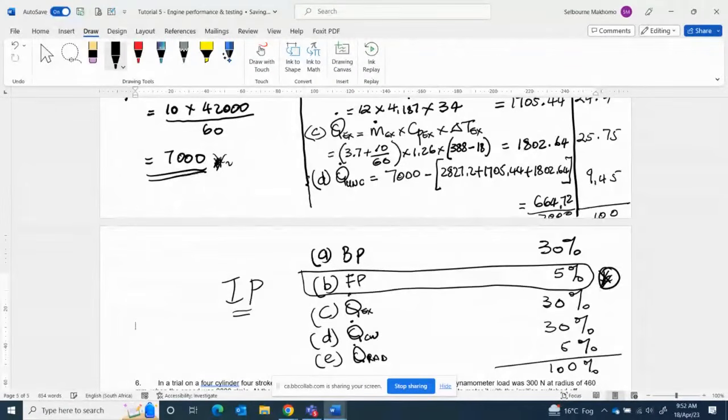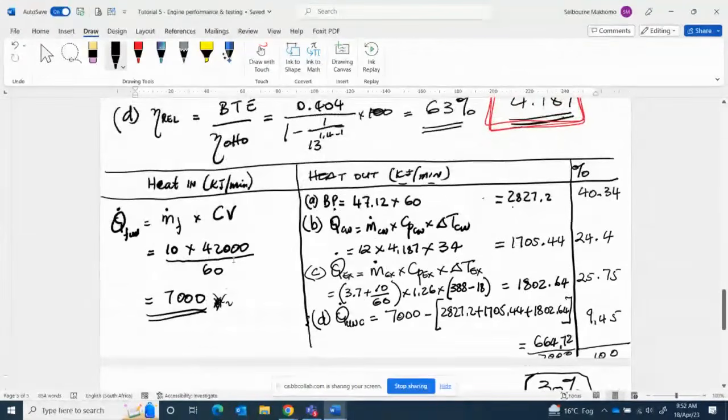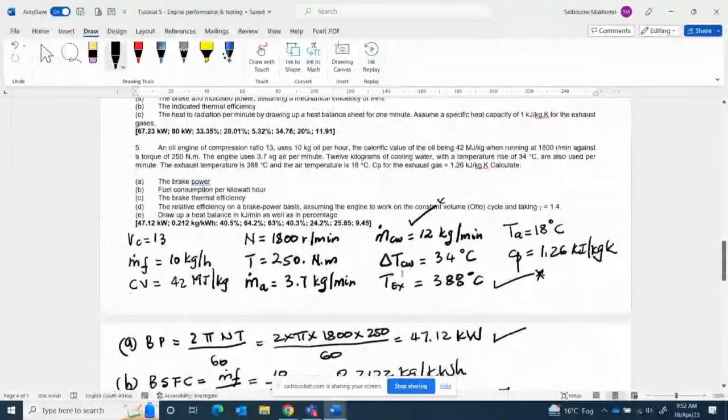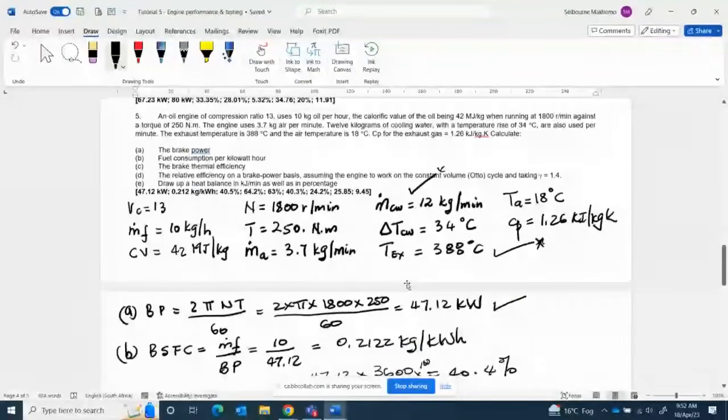But ideally, if your engine is giving the following information, then we say that your engine is perfect. So 30% must go to BP, 30% must go to exhaust, 30% must go to cooling water, 5% must go to friction power and 5% to unaccounted for. This is what we call a heat energy balance sheet, where you balance the left-hand side with the right-hand side. This is not difficult, people. So please go and redo this question.